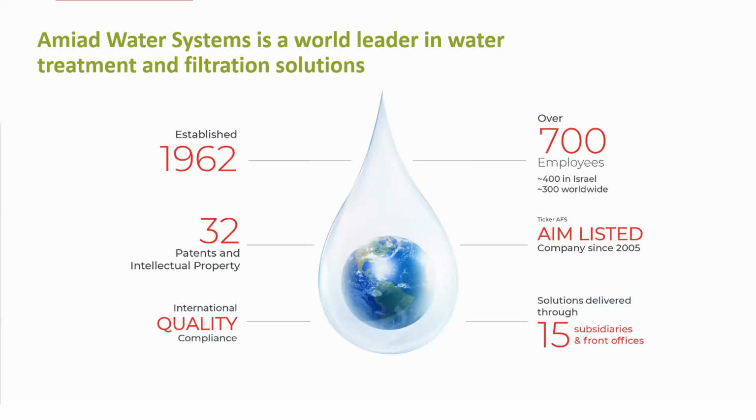I come from Amiad. Amiad Water Systems has been a world leader in water treatment and filtration solutions. We not only work in the landscape world, we work in the ag world as well as the industrial and in the water treatment side of the world, or filtration. We have over 700 employees worldwide, and we were established in 1962. So we've been around filtration for a long time.